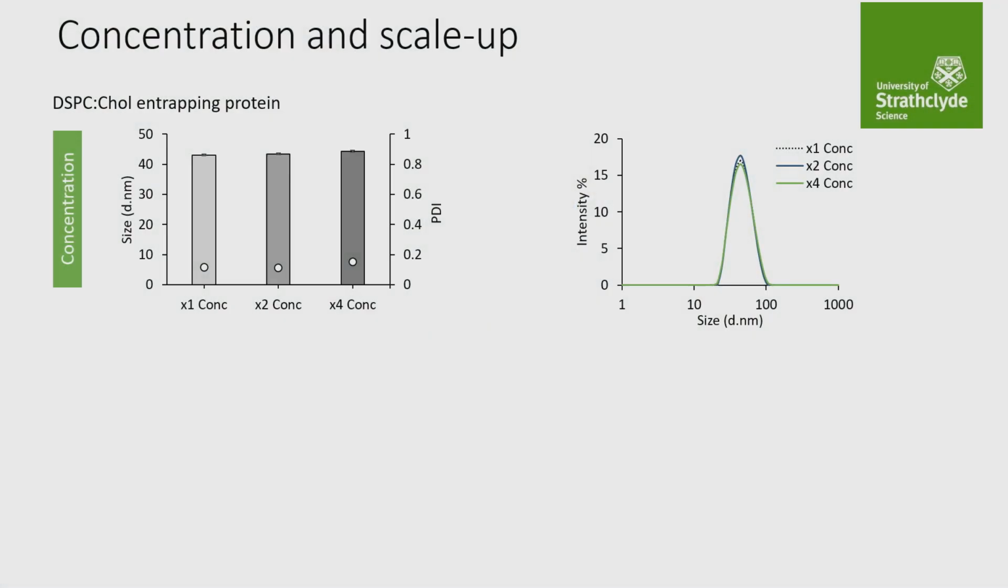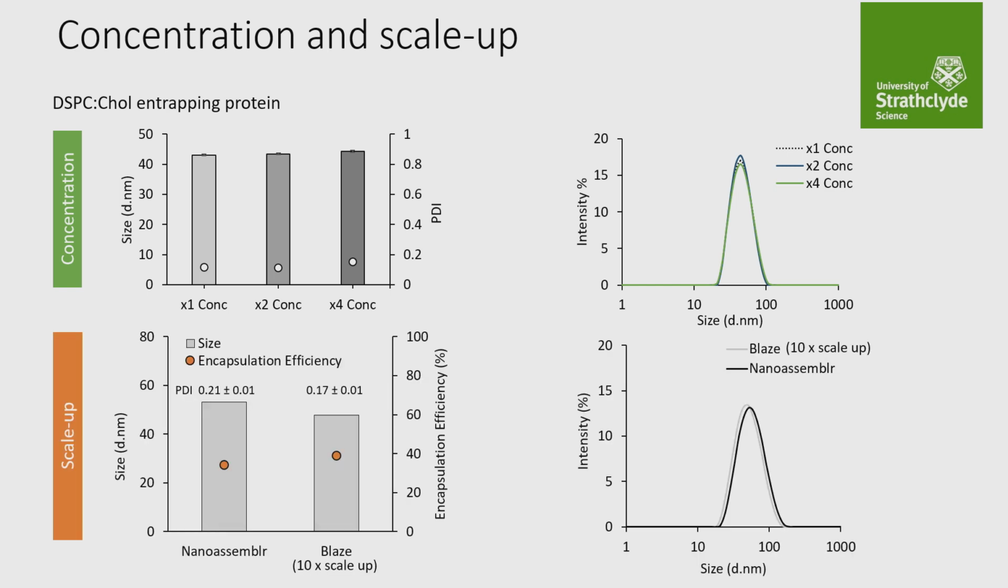In terms of concentration, sometimes we might want to concentrate up. We can do that with cross-flow filtration, TFF. Here we have a graph where we've concentrated up 1-fold, 2-fold, or 4-fold. Particles are quite happy, the liposomes. We get nice reproducible product.